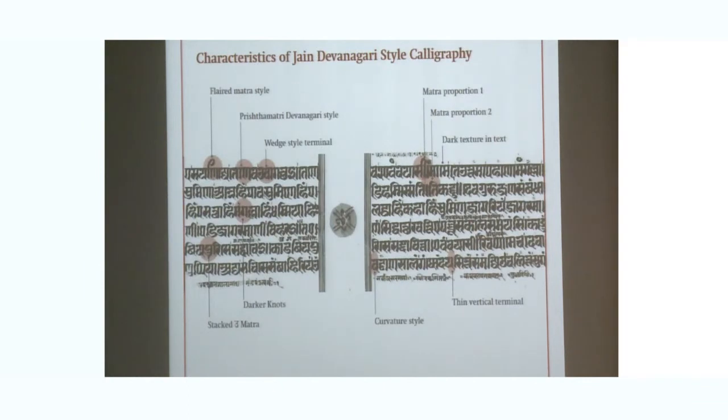To summarize my talk, these are some points which we observe: flared Matra style, Devanagari wet style terminal, darker knots, then stacked U Matra. We have seen that it is up. Matra proportion 1, Matra proportion 2 from the lower lines, darker texture in the text, thin vertical terminals that you get here, and the curvature style. The stacked Ukar Matra is also one of the features, where the Ukar Matra is just lifted up and written.